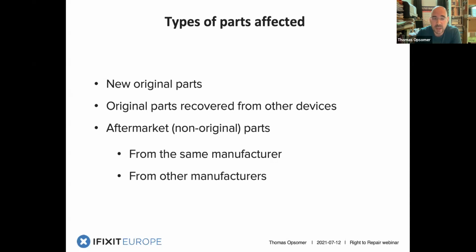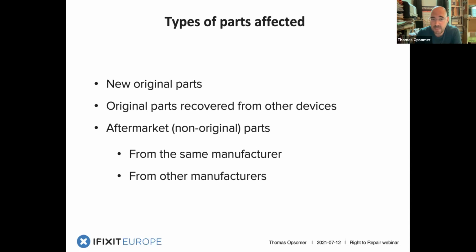You can obviously buy a new original part. Well, that is if Apple wants to sell it to you, which they will only do if you're an authorized repairer. Or you could have an original part recovered from other devices, such as Marie referred to. So that's what's called cannibalizing or scavenging. Or you could buy aftermarket parts. So you could buy new parts, but that are not sold by the manufacturer of the phone.